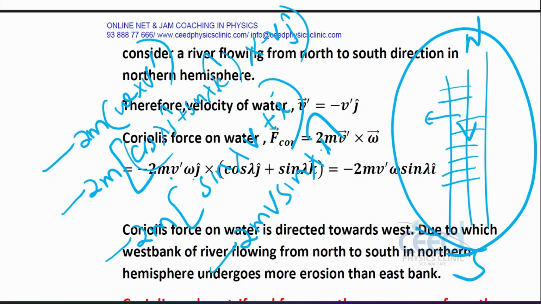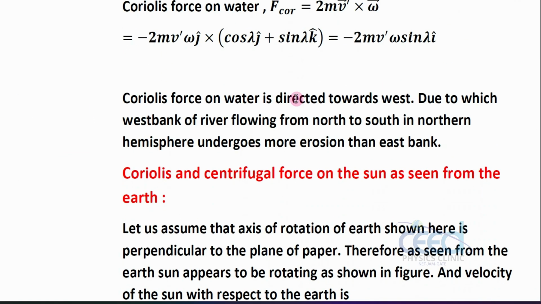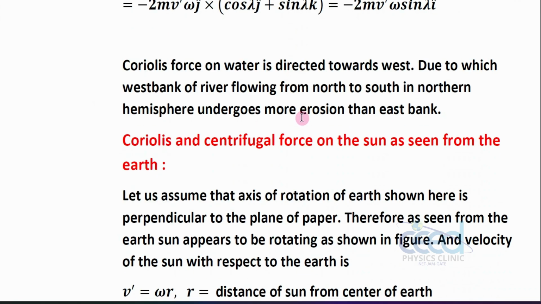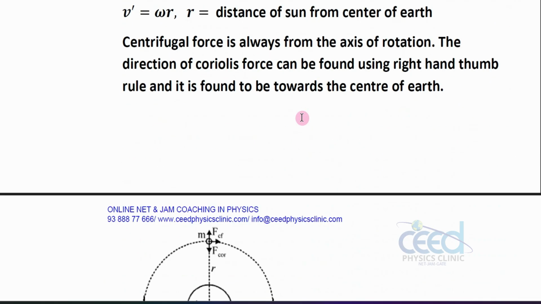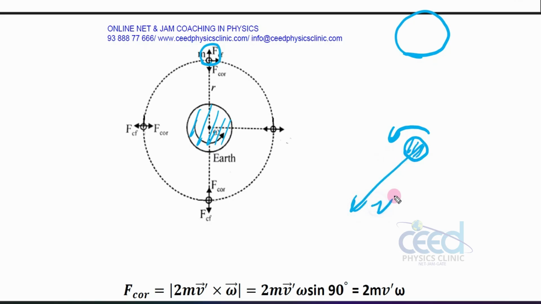All right. Now let us go to another concept. Coriolis force and centrifugal force on the sun as seen from the earth. That I explain diagrammatically. See, earth is here. Now sun is located here. By size we can draw like this. Earth and sun are here. Now earth is rotating like this about its own axis. This is the z axis.